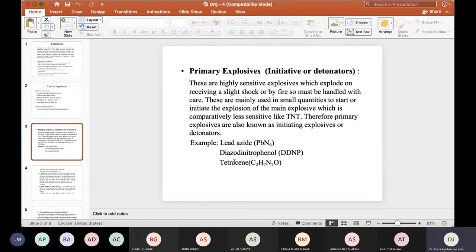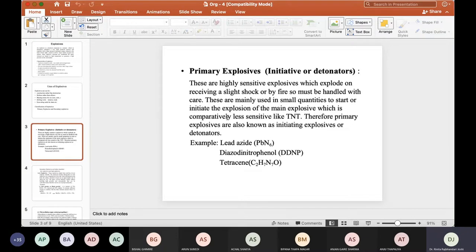lead azide, as well as dinitrophenol, DDNP, and tetracene. Here we can see that explosives have nitro groups, nitrogen groups, like lead azide. Here is the dinitrophenol, as well as the tetracene. This is an example of the primary explosive.